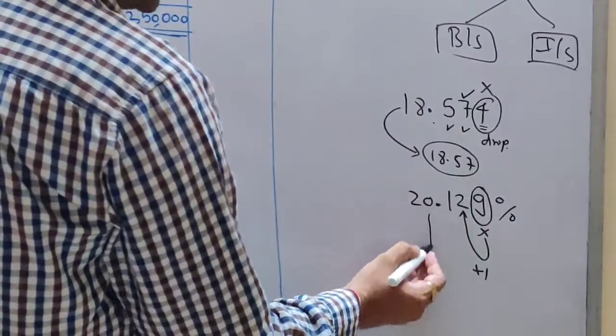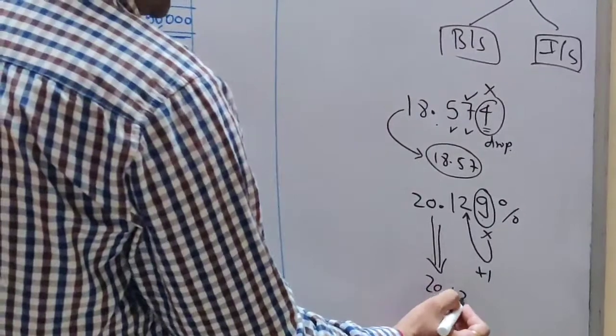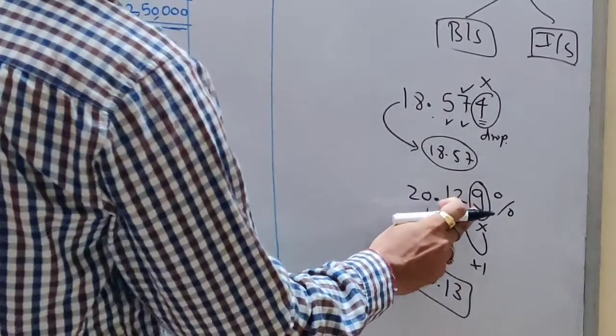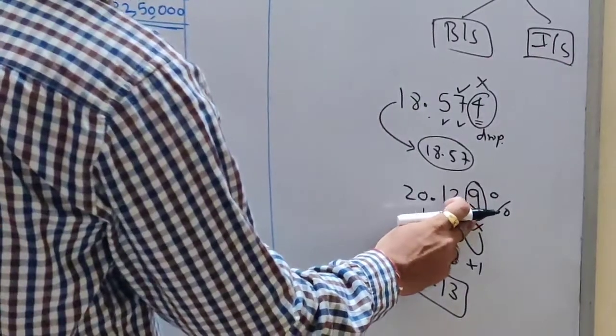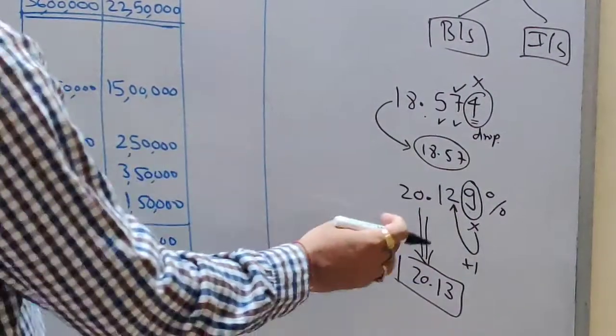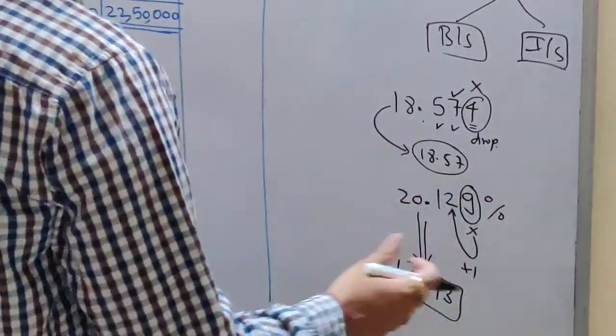So what will be your answer, students? Your answer will be 20.13. So 2 will become 3. Why? Because your third place is 5 or more than 5, you have to add 1. Am I clear with this third digit round off? You want me to take one more example?